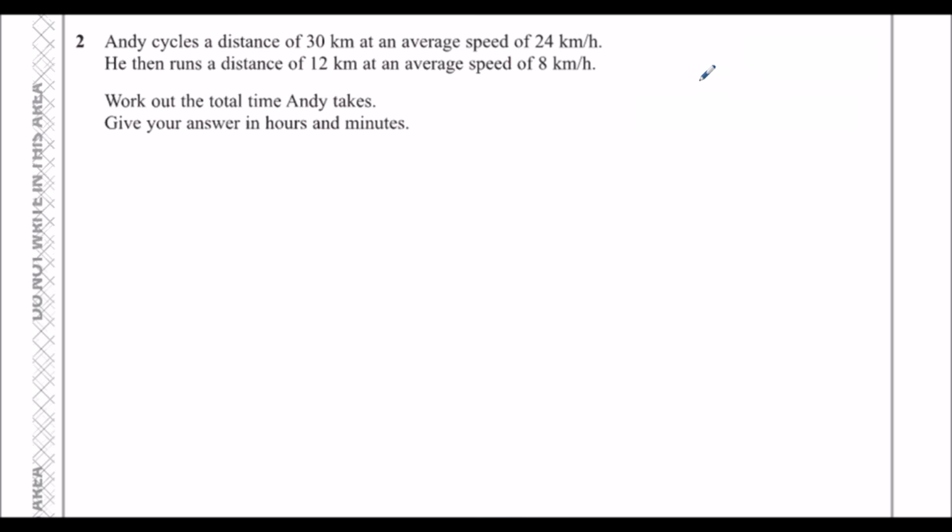So we need to know that speed is equal to distance over time. If we want to work out time, we need to rearrange this, so multiply both sides by time. So speed times time is distance, and then divide both sides by the speed. Time is equal to distance divided by speed. So we're going to work out the time it takes him to cycle, the time it takes him to run, and then add them together.